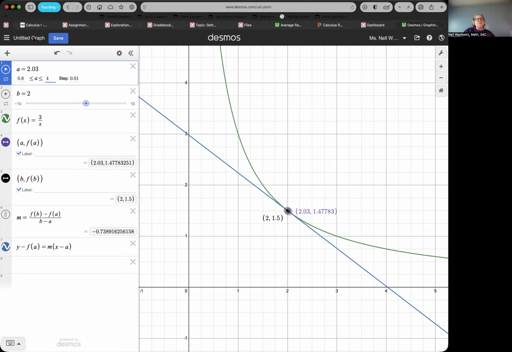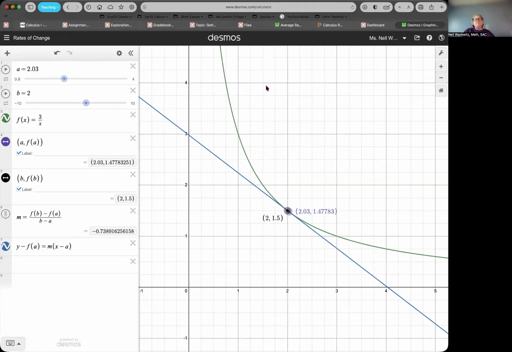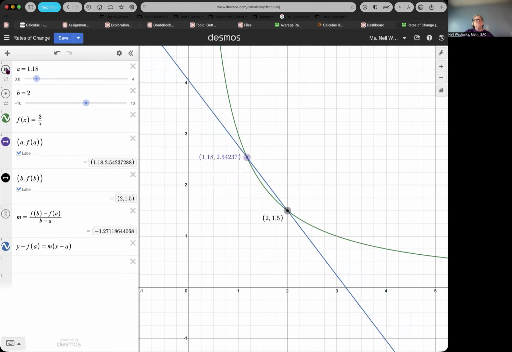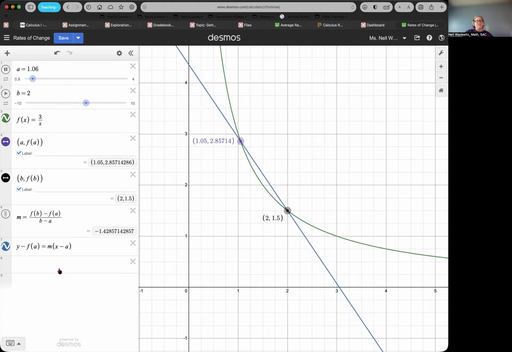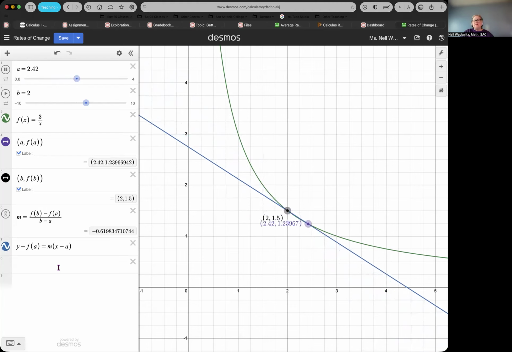Oh, I forgot to tell you. Do you see here? We've done all these things. It says untitled graph save. Because I'm signed in, I'm going to hit save, and I'm going to call this rates of change. We will use this again, and so I want you to have an account in Desmos and start creating and saving these systems that we're going to set up.